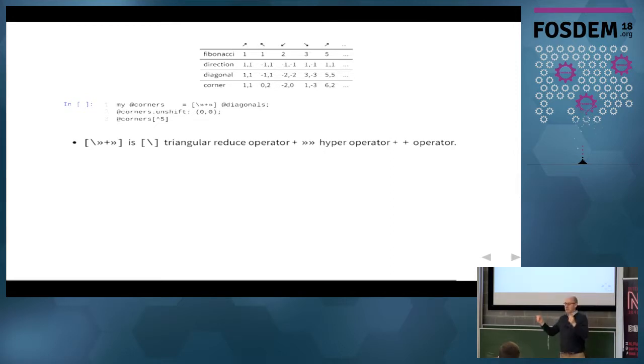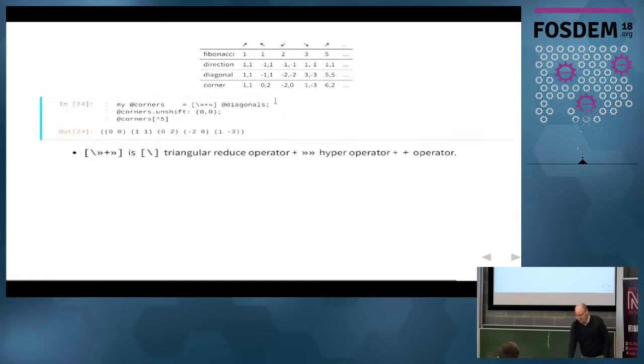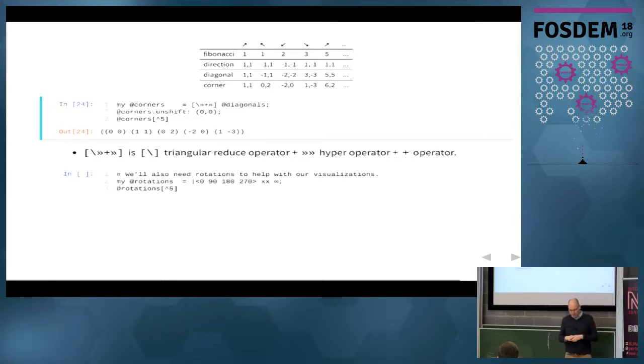So it's hyperaddition. So to make the corners, we have reduce, which is the square brackets, triangular reduce, which is the square brackets over hyperaddition. And then we put 0, 0 on at the end. Okay, and if we look at the first 5 corners, that looks like that. And oh, by the way, we're also going to need the rotations, 0, 90, 180. You'll see why in the end. So we're just going to make this list here. So we have 5 infinite sequences.